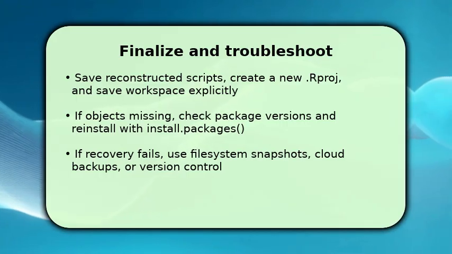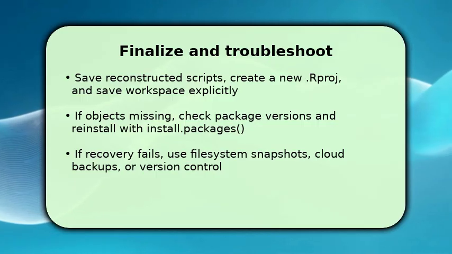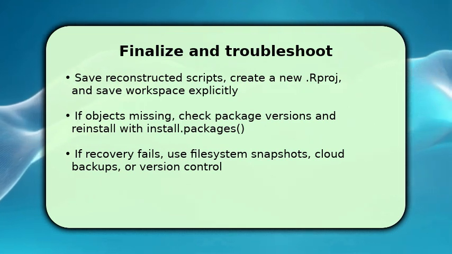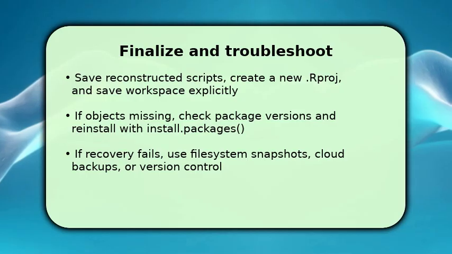If objects are missing, make sure package versions match, reinstall specific versions if needed, and recreate objects stepwise. If recovery fails, check file system snapshots, cloud backups, or Git history. One key troubleshooting tip: if files appear corrupted, work from a binary copy and try loading with different R versions.